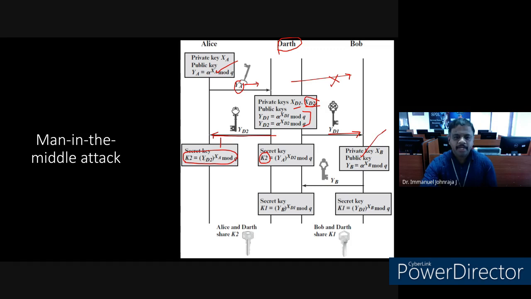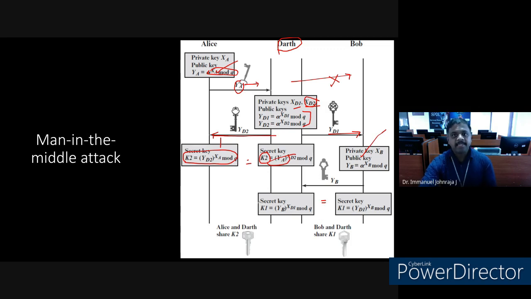Very simple. How is YD2 calculated? Alpha power XD2. So alpha power XD2 power XA mod Q is the same as alpha power XA mod Q power XD2, which is equal to YA power XD2 mod Q. So these two are the same. K2 is equal to K2. K1 is equal to K1.